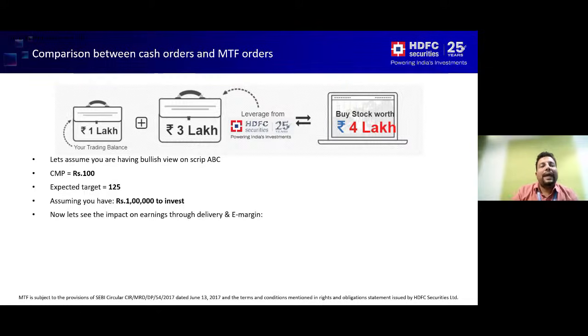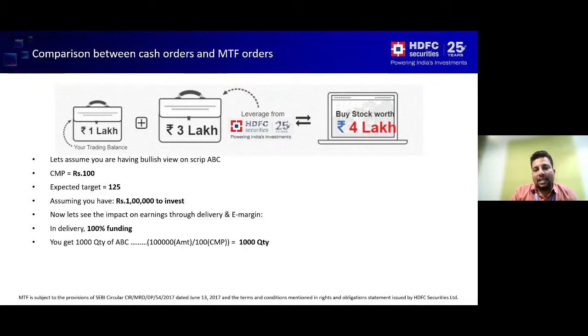Now let's see the impact on earning through delivery and MTF. In delivery, you have to pay 100% funding. Here you are going to invest all the money whatever you have in your account balance, and only that will be used as the investment amount. So now you get 1000 quantity of ABC.